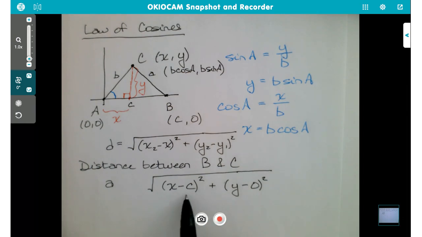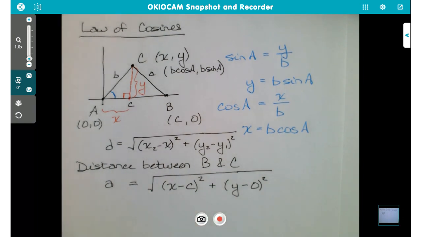So distance between B and C, distance between B and C. I have two different names for the same thing, two different expressions for the same quantity, so they must be the same. If they're expressing the same quantity, those two expressions are equal to each other.